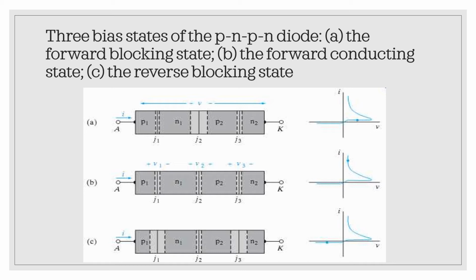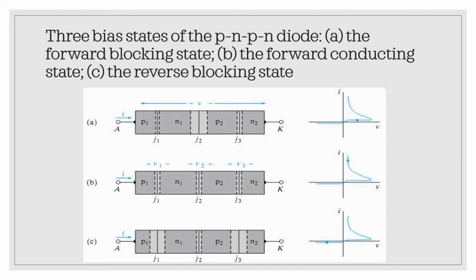So as alpha 1 plus alpha 2 approaches unity, many holes injected at junction J1 survive to sweep across J2 into P2. This helps to feed the recombination in P2 and to support the injection of holes into N2. Similarly, through transistor action, electrons injected at J3 and collected at J2 supply electrons for N1. Obviously, the current through the device can be much larger once this mechanism begins.